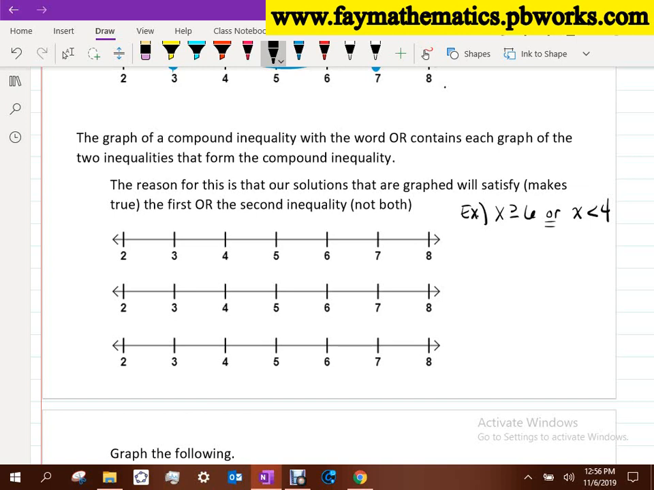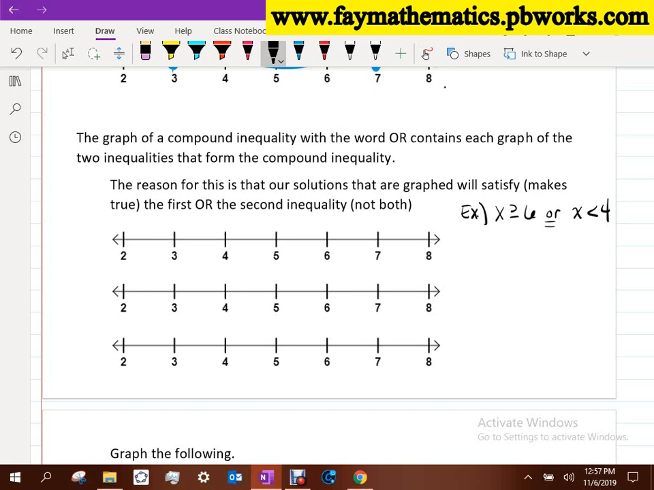Okay? So OR says that we're going to... it says the graph of compound inequalities, the word OR contains each graph of the two inequalities that form the compound inequality. So this last graph here that we make, this third graph, is just going to be everything that we graphed in the first graph, along with everything that we graphed in the second. Okay, so we're going to kind of merge it together, and when they merge together, we're going to graph everything that is visible to us. Okay, and the reason for that is that we want solutions that will work for one or the other inequality.